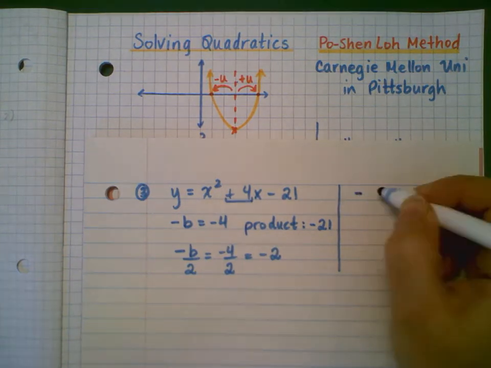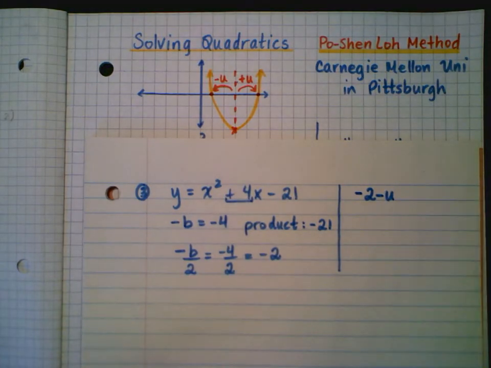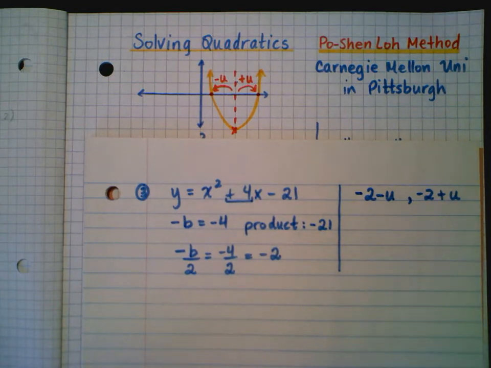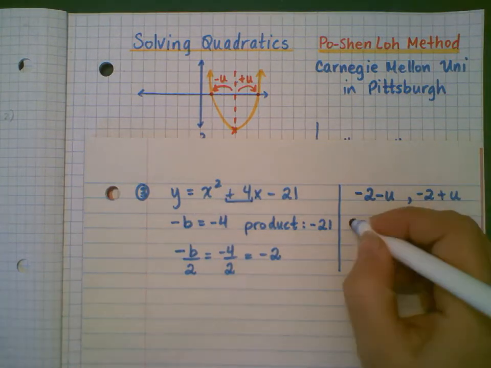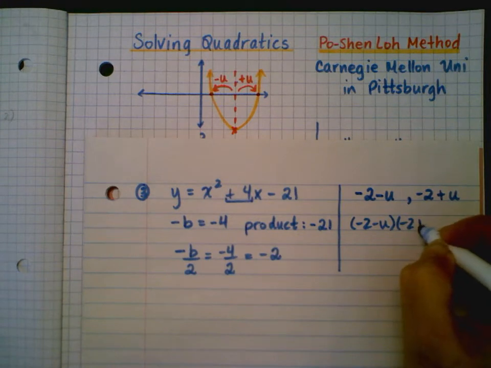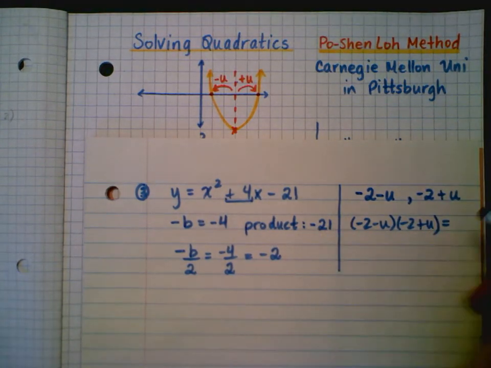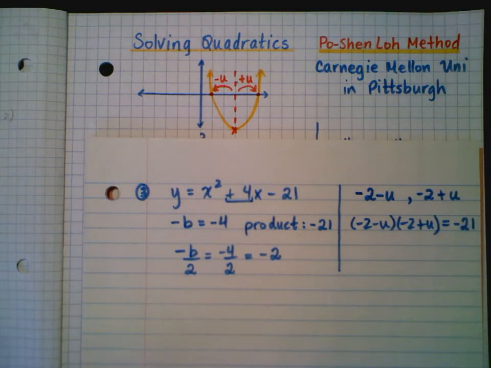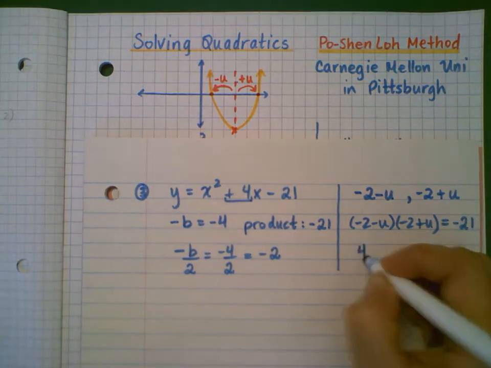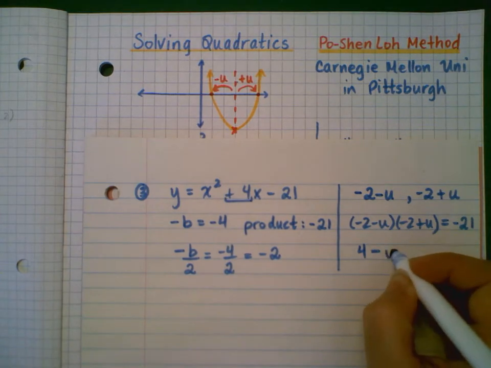Okay, so next step. Negative 2 and some amount to the left is one of the zeros, or one of the solutions, and negative 2 plus some unknown value is the location of the other zero, or the other solution. Now I'm going to do the product of each of these. So negative 2 minus u times negative 2 plus u equals that negative 21 we picked straight out of the equation to start with. This multiplication, binomial times binomial, is going to result in a difference of squares. So negative 2 times negative 2 is 4, and then the plus minus u will generate negative u squared.